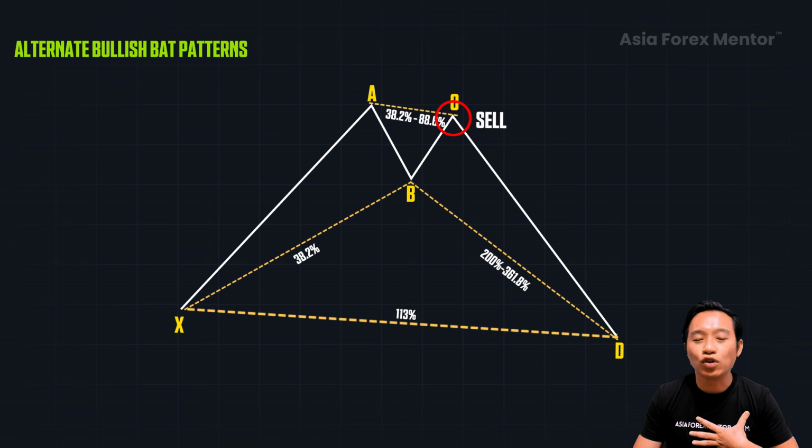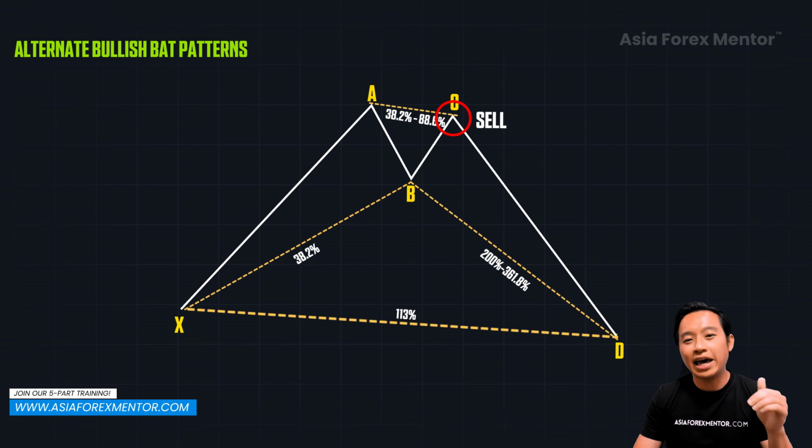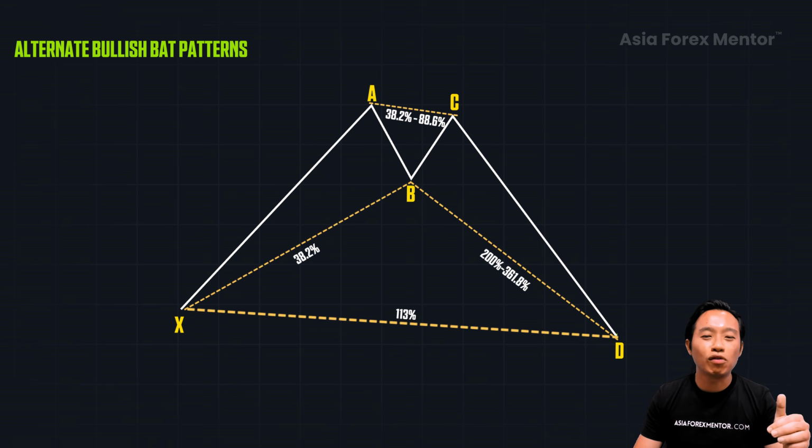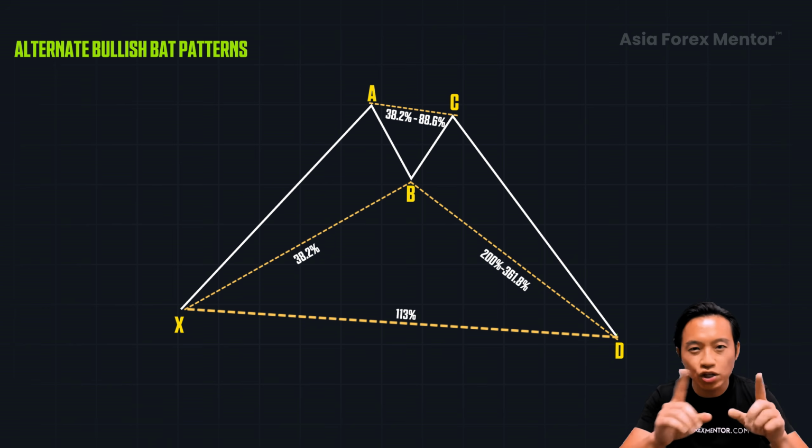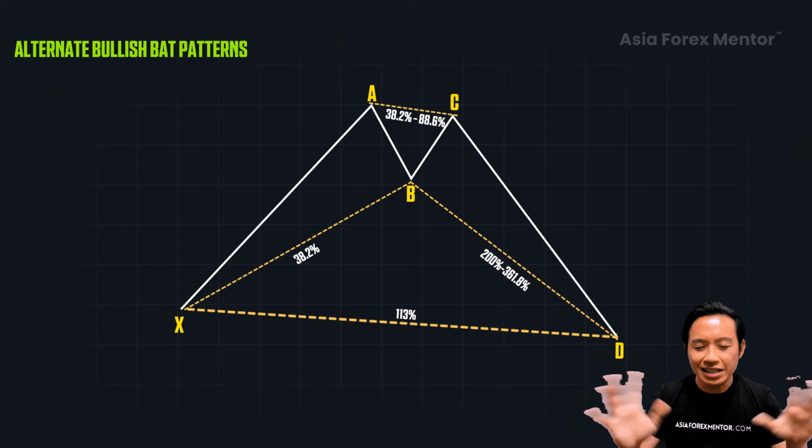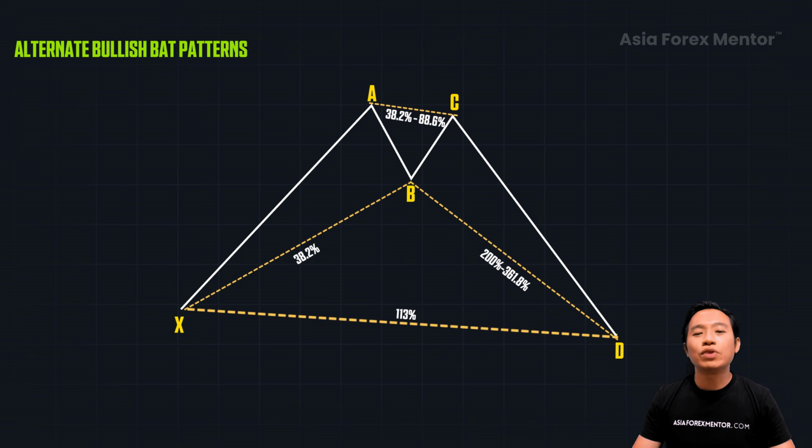Because number one, I do not know for sure unless I match all the ratios to make sure that this is an alternate bat. Okay, if it's an alternate bat, maybe my take profit can go slightly further from point X lower, right? But if it's a bullish bat, if I measure the ratio, I'll take my take profit slightly higher. I'm going to show you how to measure all these ratios later, the easy way, right? So ignore all these ratios for now. Just understand how we are going to use it.